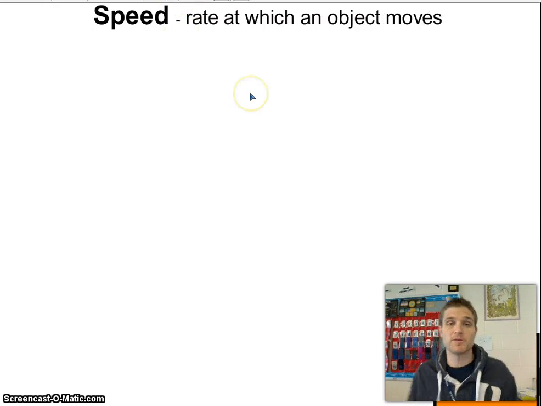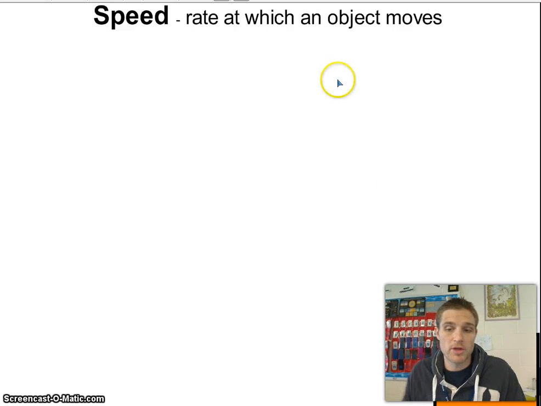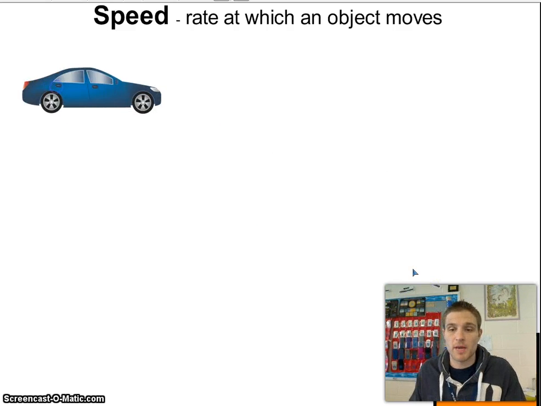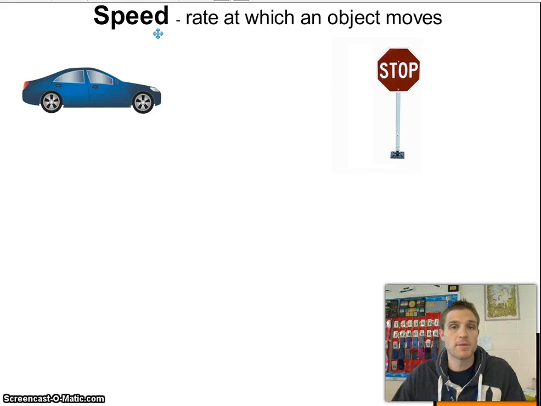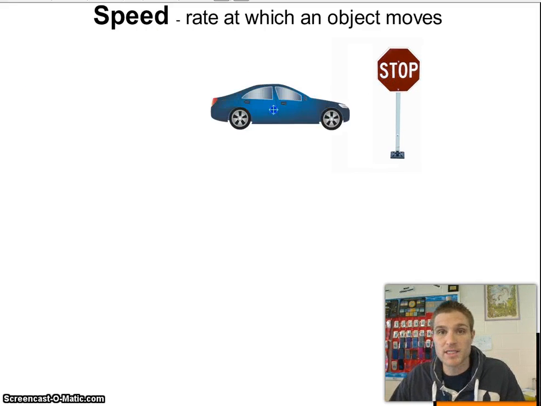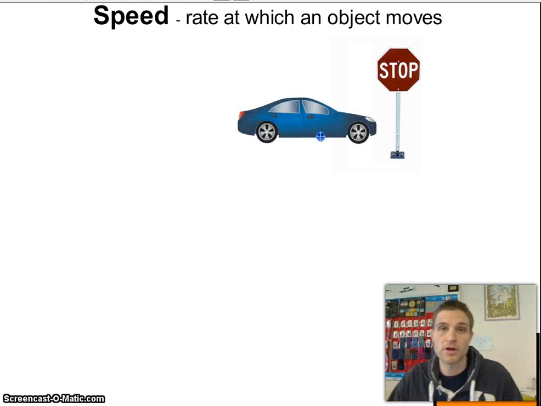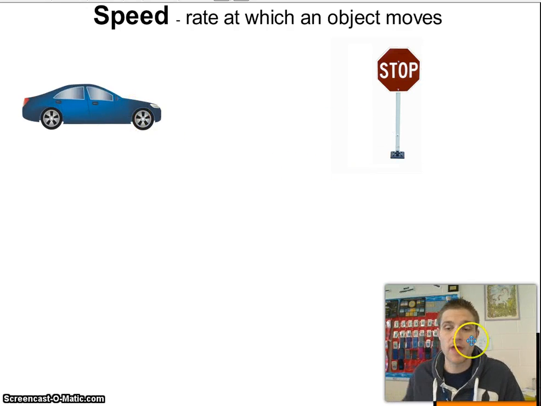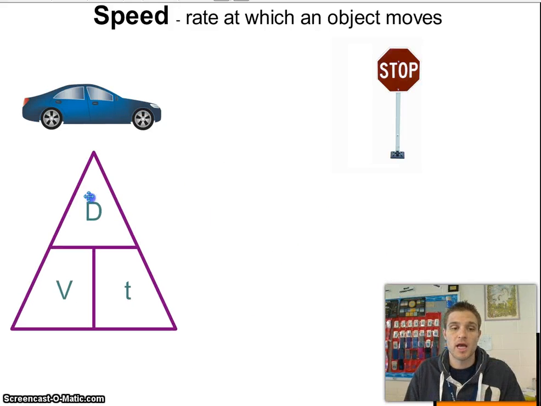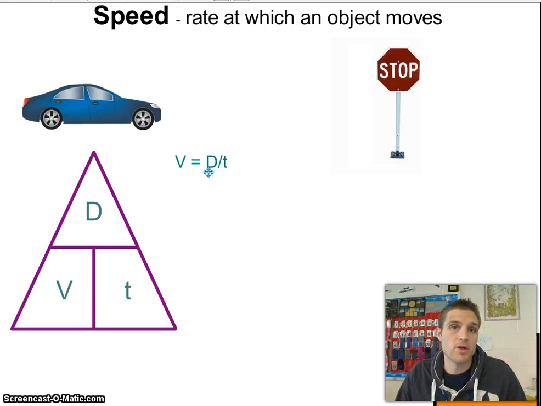The next thing, speaking of speed, is speed, which is the rate at which an object moves. So if we take our same example of watching our car and our stop sign, we can see how fast this car goes from this point to this point, or how fast this car goes from here to the stop sign. And how we're going to do that is we're going to need a couple of things. In our class, we use what's called the speed triangle. The speed triangle gives us the speed equation, which is speed equals distance over time.